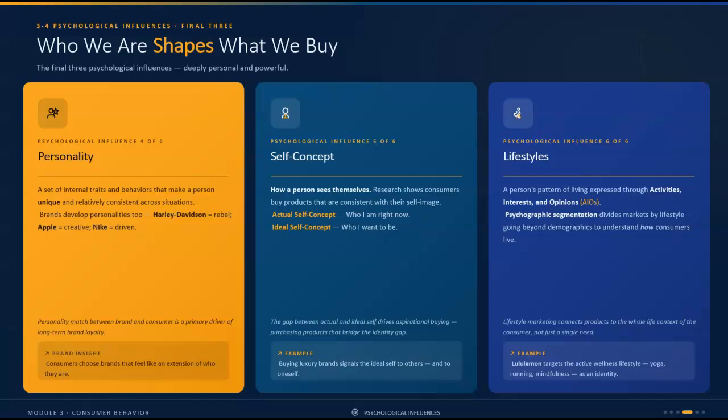Lifestyles, a person's pattern of living expressed through AIOs. Psychographic segmentation divides markets by lifestyle, going beyond demographics to understand how consumers live. Lifestyle marketing connects products to the whole life context of the consumer, not just a single need. Lululemon targets the active wellness lifestyle, yoga, running, mindfulness as an identity.